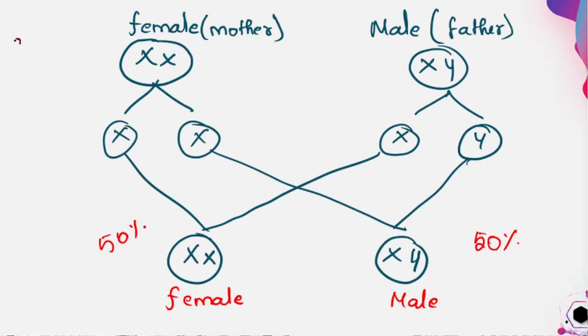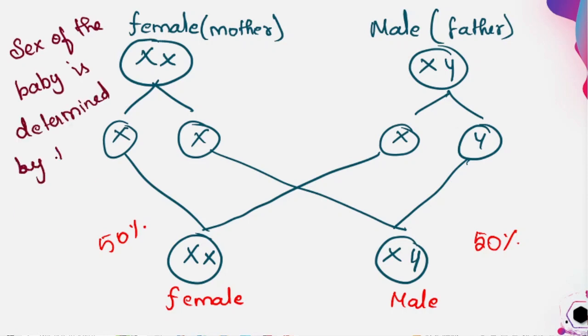Okay, the sex of the baby is determined by the father, right? The father. It is a very, very important thing you have to remember. One mark they ask. So the sex of the baby is determined by the father, because the father is having two different types of chromosomes, one X chromosome and another Y chromosome.